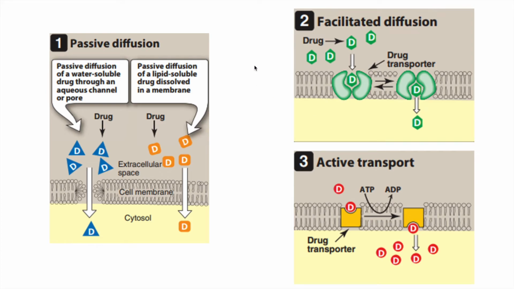Okay, here's a chart that explains what we just talked about. Passive diffusion of a water-soluble drug through an aqueous channel or pore. So if this drug is water-soluble, blue is for water-soluble, it passes through anything that's got pores or any aqueous channels. The drug will move into the cell. However, passive diffusion of a lipid-soluble drug must dissolve through the membrane, because this membrane is a phospholipid bilayer. This should dissolve through the membrane.